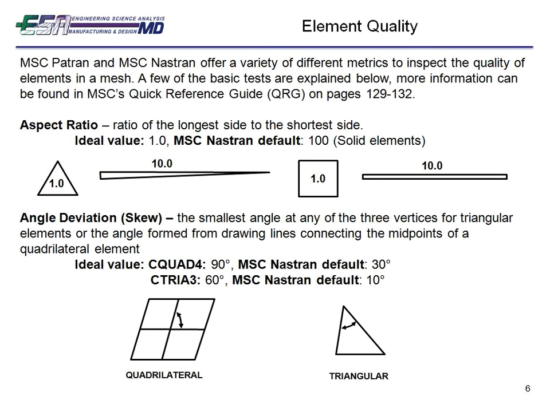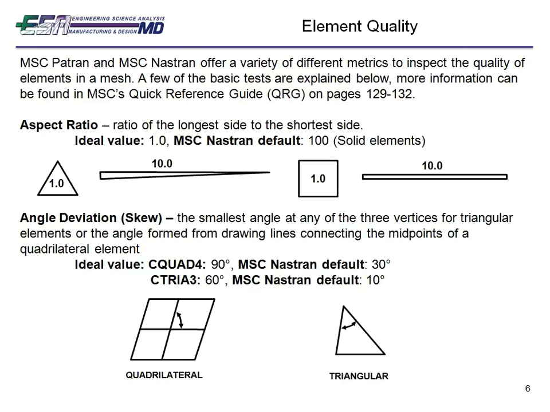So both MSc Patran and MSc Nastran offer a variety of different element metrics to inspect the quality of the elements in the mesh. A few of the basic tests are covered here, and there is a table that can be found in MSc's Quick Reference Guide, or QRG, on pages 129 through 132.